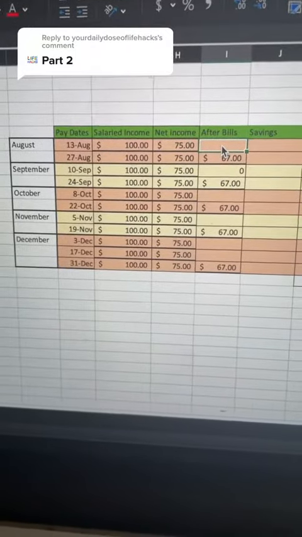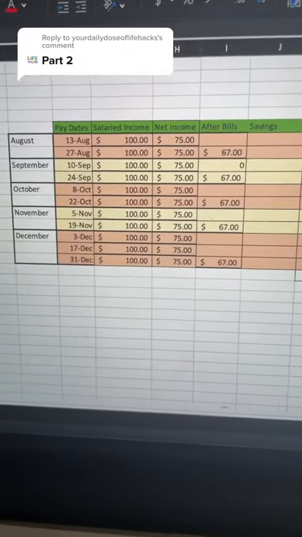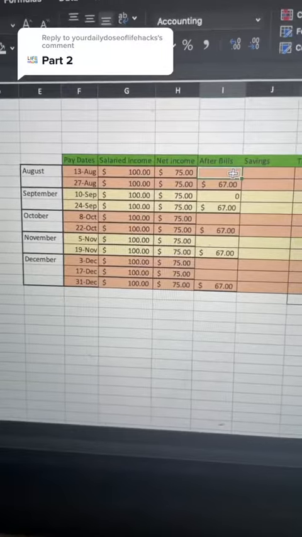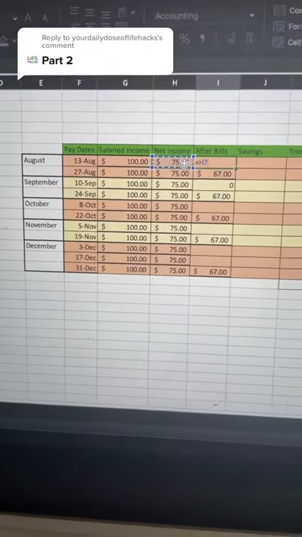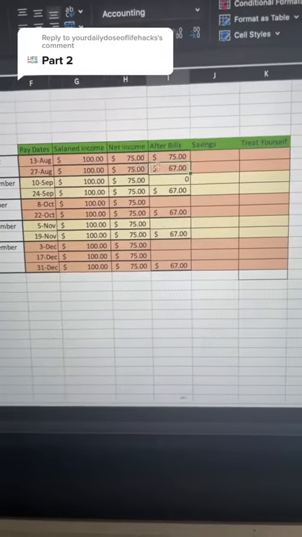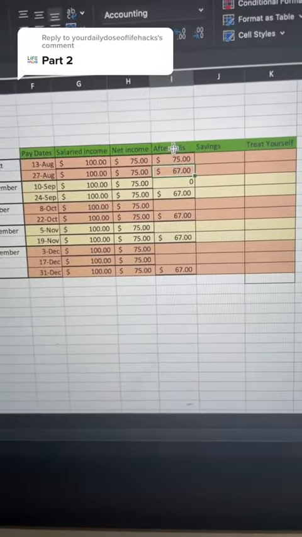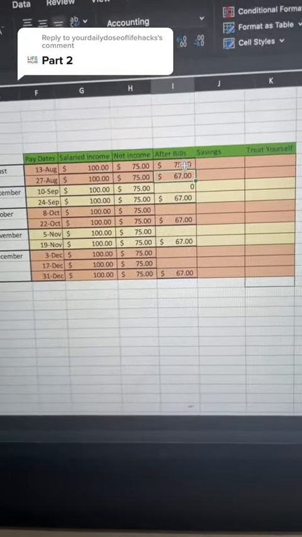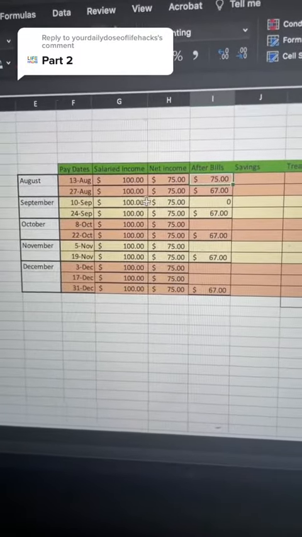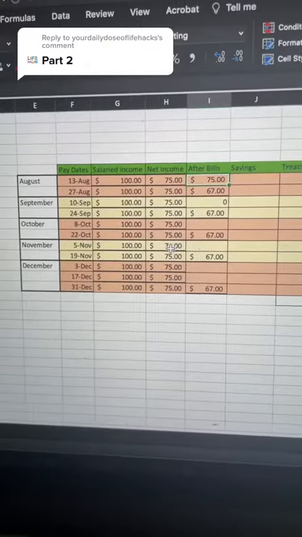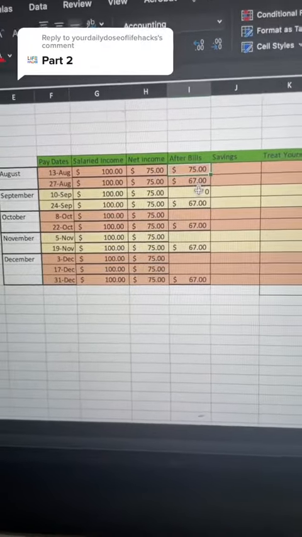Okay, for the paychecks that you're not going to pay your bills with, obviously you're not going to pay anything, so you're going to put your net income minus 0. So that is what you're going to have after your bills, which is 0. So you're going to change this for every paycheck before the last paycheck of the month. So I'm going to do that now.